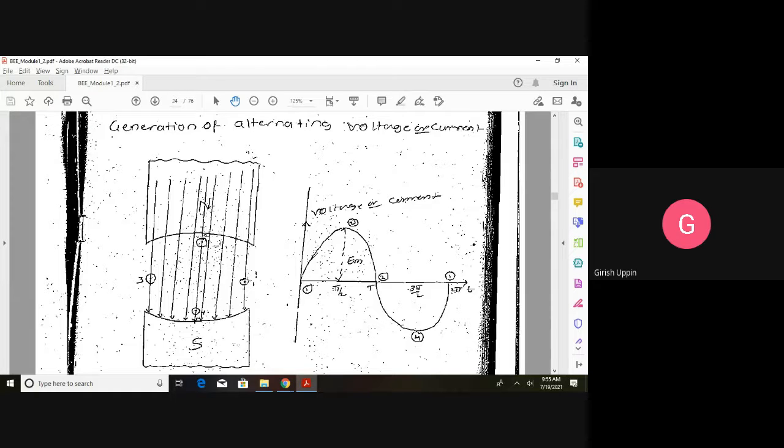If I plot the EMF induced in position 1 and position 2 on the x-axis, this is the 0th time when we started. Induced EMF is 0. Position number 2 is this. At that position, maximum EMF is induced. We continue to move this, and at position number 3 again the direction of motion and the direction of flux density are in the same direction. The angle between them is 0, so the flux cut at that position is also 0.